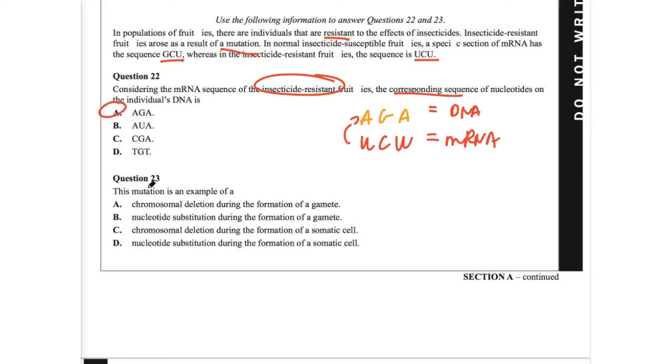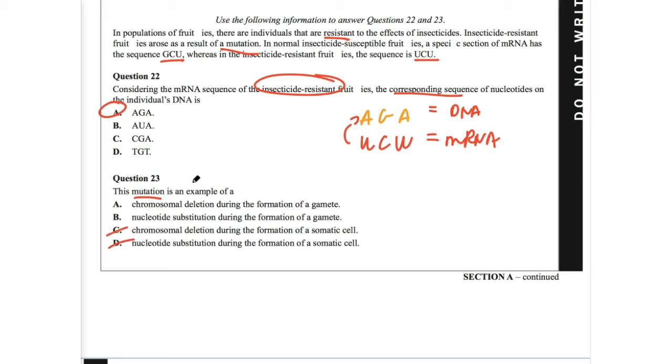Then we go to 23 and it says this mutation is an example of what type of mutation, okay? So let's go through these and have a look at what's occurring. If we're in a population where the mutation is being passed down from generation to generation, then we know it's actually of a gamete. But if it's not being passed down, we know it's somatic. So from the get-go, we know that this is being passed down from generation to generation because the mutations occurred in these different sections of the population. So we get rid of somatic and somatic.